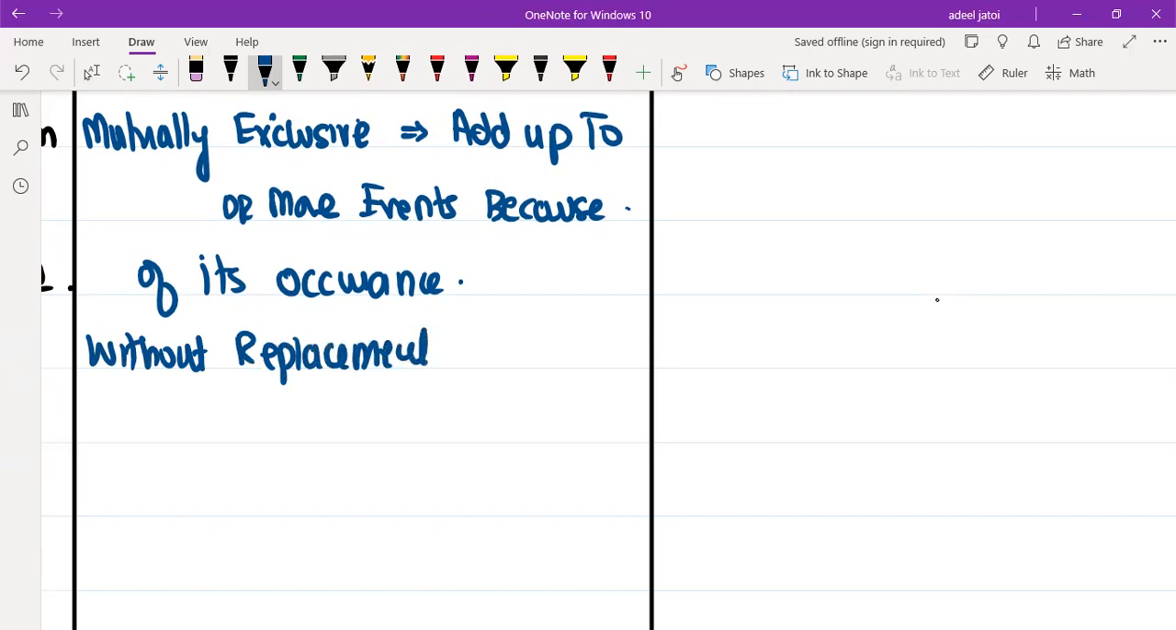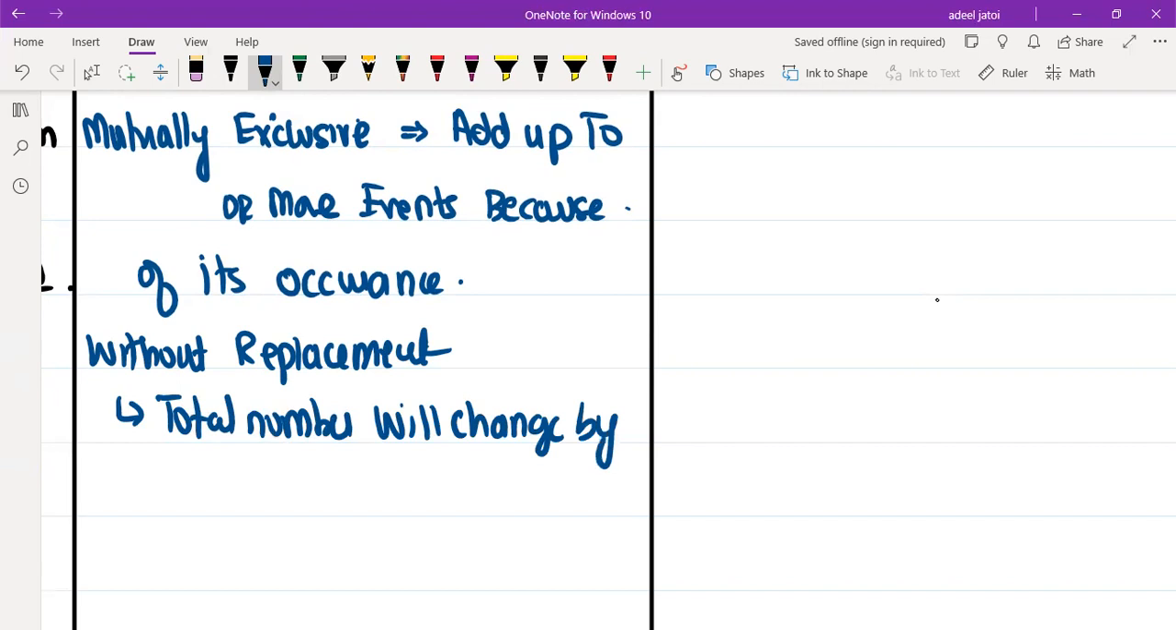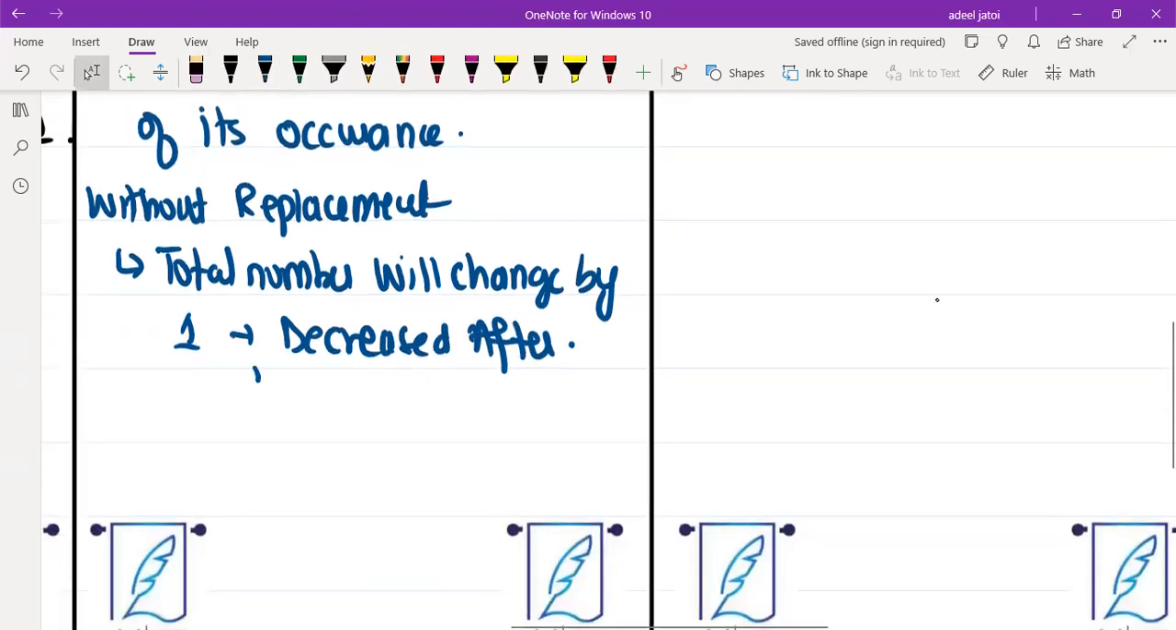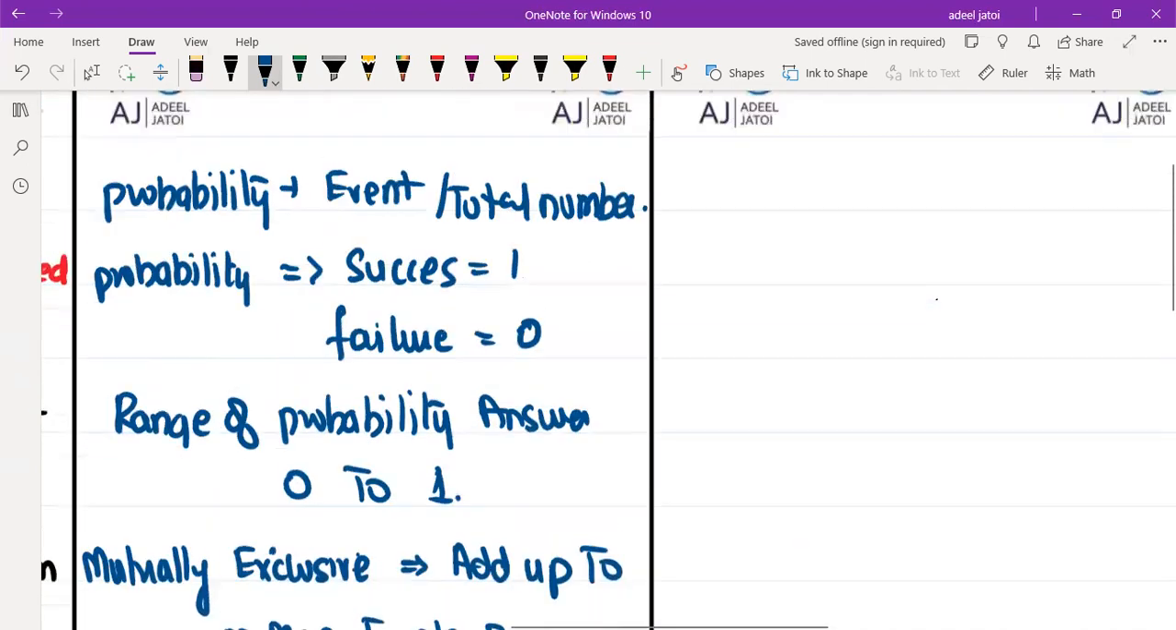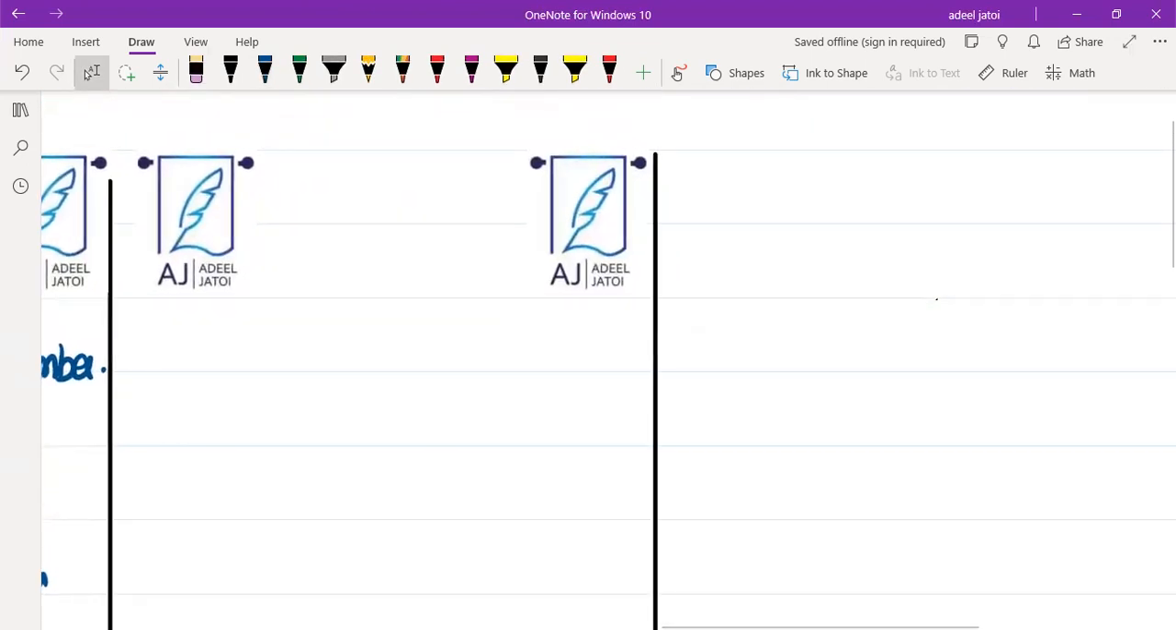Now, without replacement means the total number will change by 1. That means it will be decreased after each event. So, if we did all this, there's one particular thing which is tested less, but it should be there.